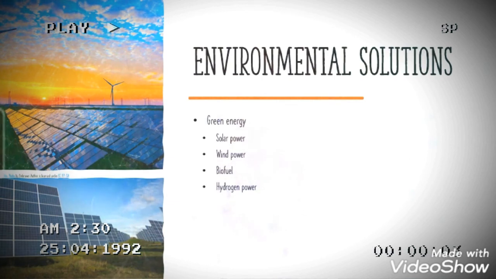So one of the green energies is solar power. As you see in the picture, there is a solar panel. This solar panel absorbs the light from the sun and it gives electricity for us to use at night. And wind power. There's also the wind turbine on the first picture. This kind of wind turbine creates energy from the wind. It uses the power of wind and generates the energy for us to use.